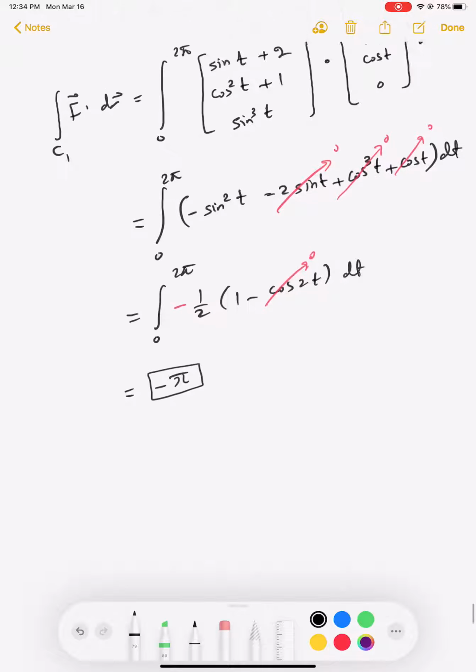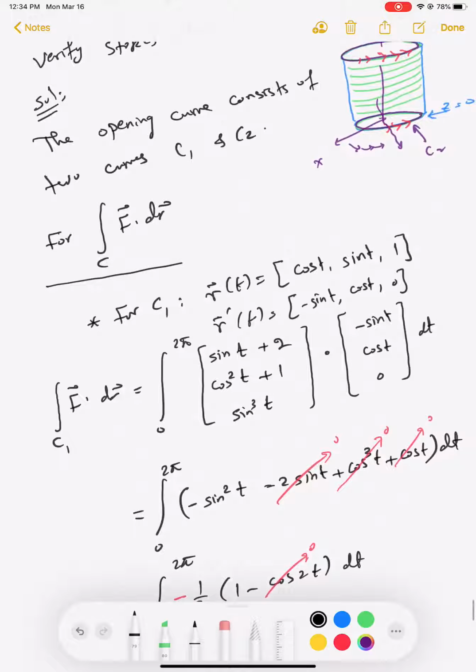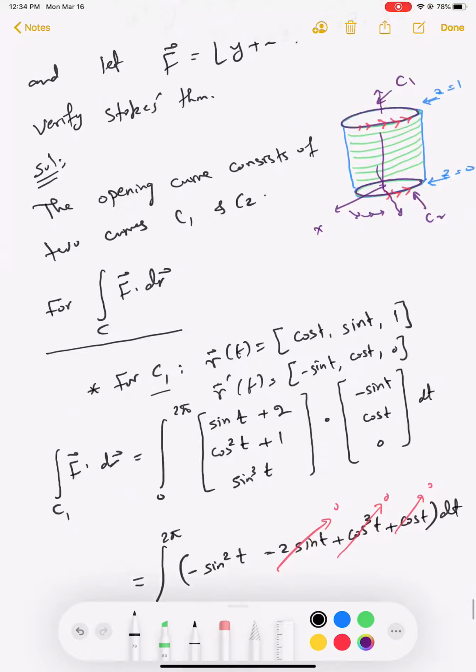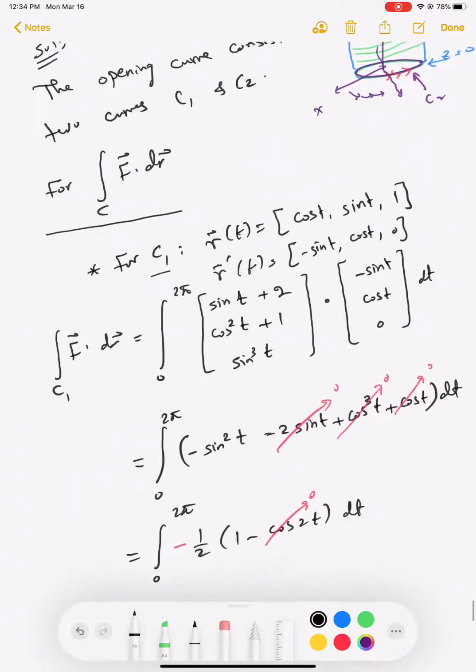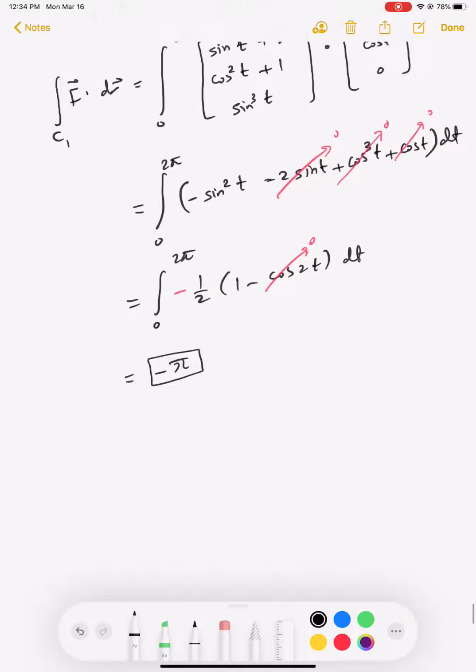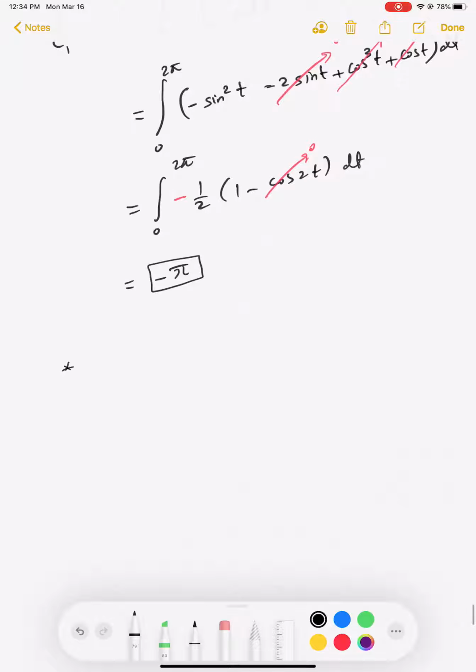So we computed the integral. So what is this answer? This is C1. C1 is this curve, the upper curve of the cylinder. It is minus pi. Now we compute the integral over C2.